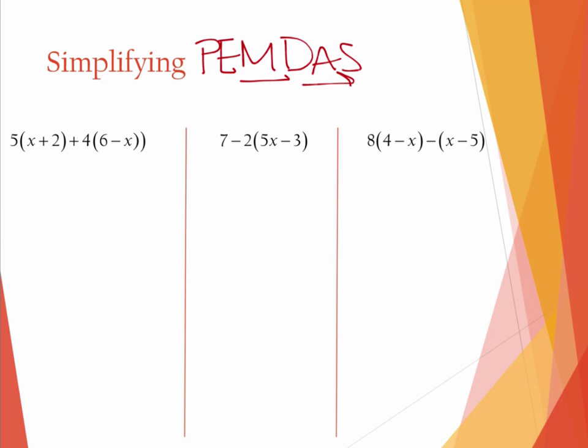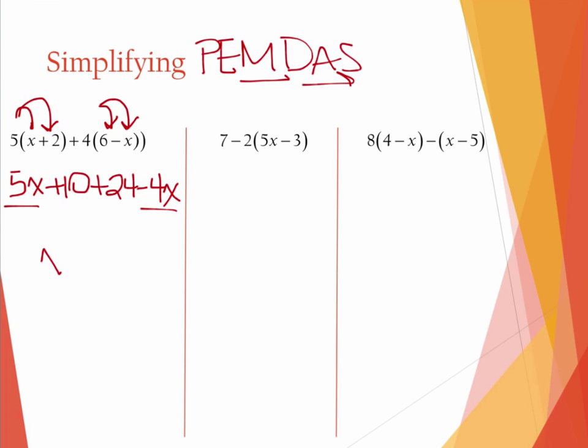I have 5 times x plus 2, so I'm going to distribute the 5, and I get 5x plus 10. I also have another set of multiplication here, 4 times 6 and 4 times negative x, 24 minus 4x. Now that I've distributed everything, I can then move on to addition and subtraction, which would be my combining like terms. 5x minus 4x is x. 10 plus 24 is 34.